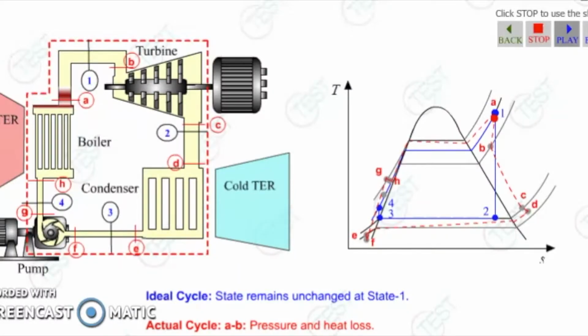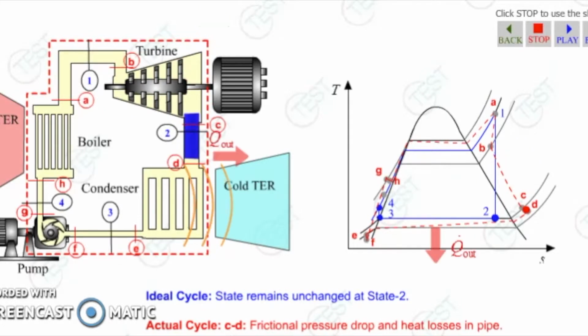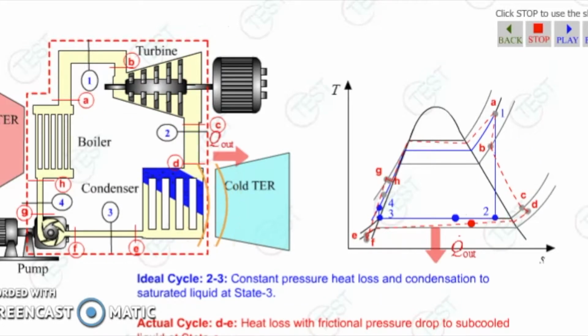The following animation compares both the ideal and actual Rankine cycle. We can see that the main differences occur between phases 1 and 2, where there is a pressure and heat loss. Expansion is non-isentropic with entropy generation and heat losses.